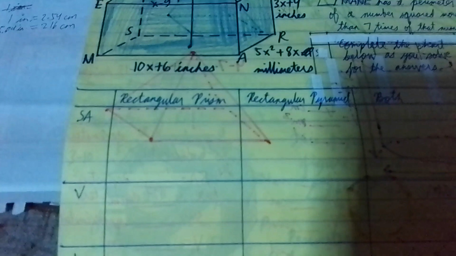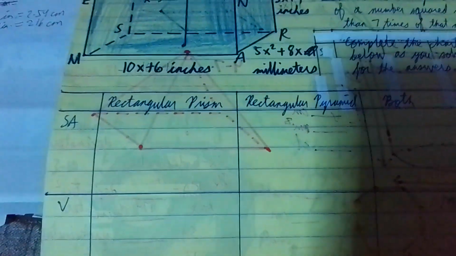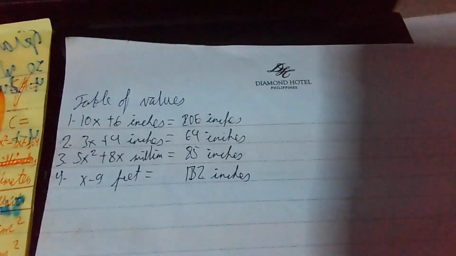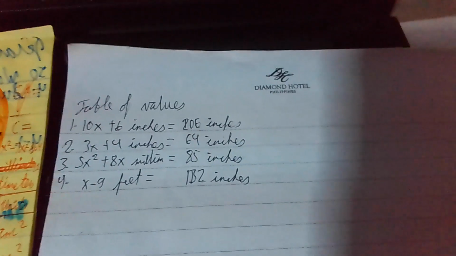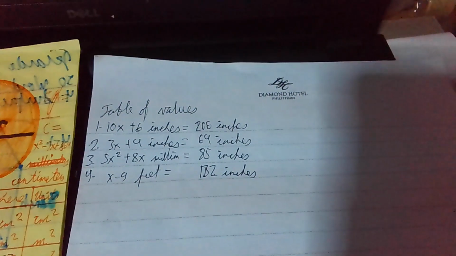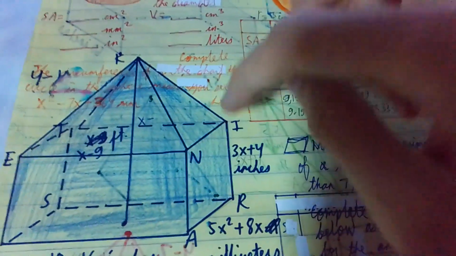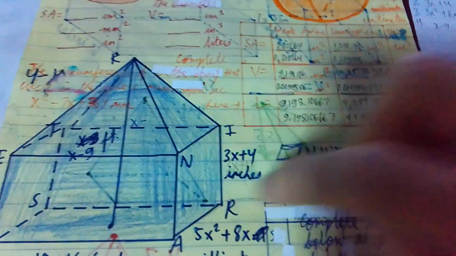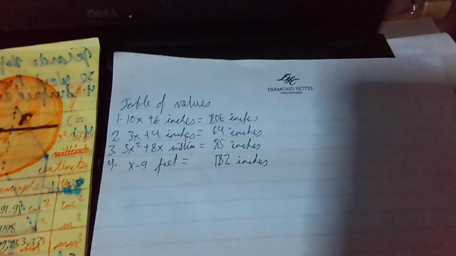Everybody knows for rectangular prisms, they're very easy. Okay? So now remember our table of measures. Ito yun. Tandaan mo yung table of measures namin. 206 for 10x plus 6 inches. 64 inches for this one. 85 inches for this one. And then the height of the figure is 132 inches.